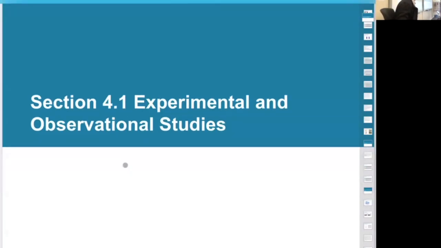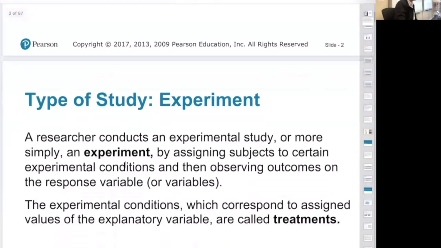So in this chapter, you will learn some methods of collecting the data, but first we will talk about the type of studies. Actually, we have two types of studies, experimental and observational studies. What is the difference between them?